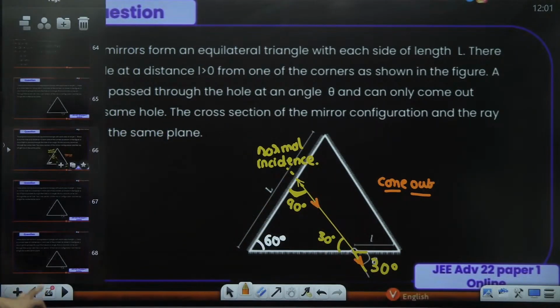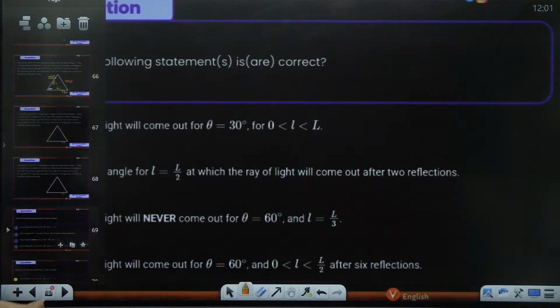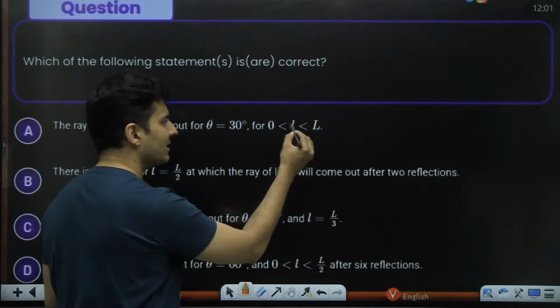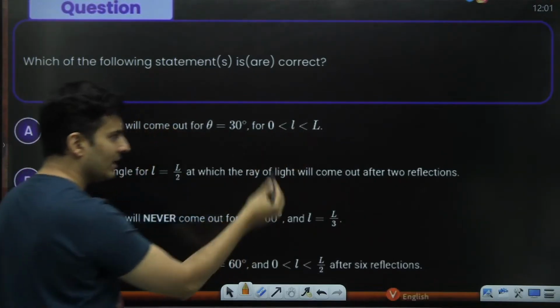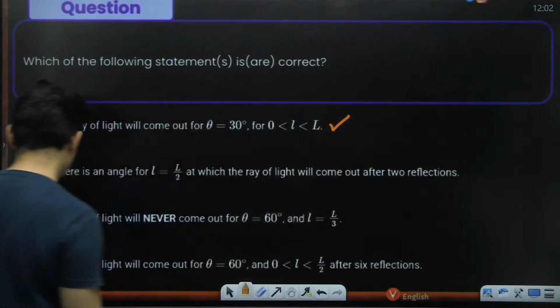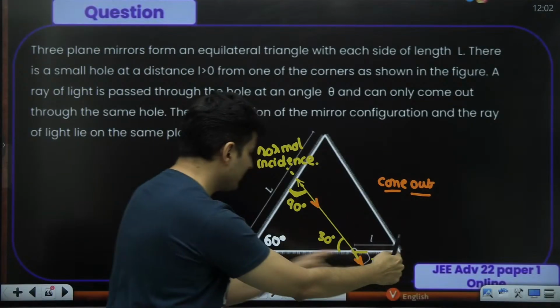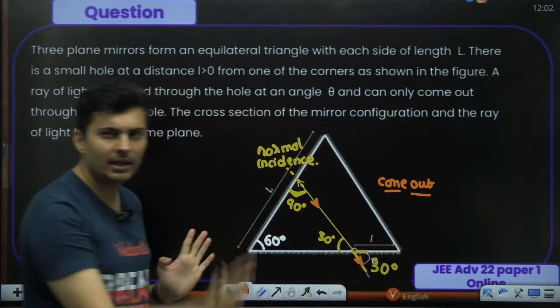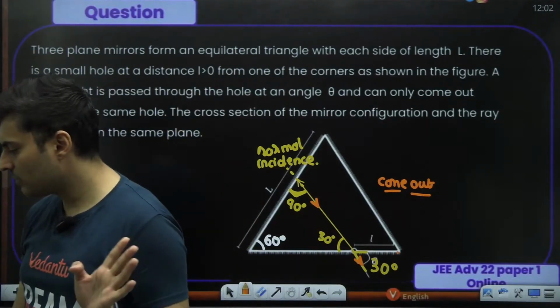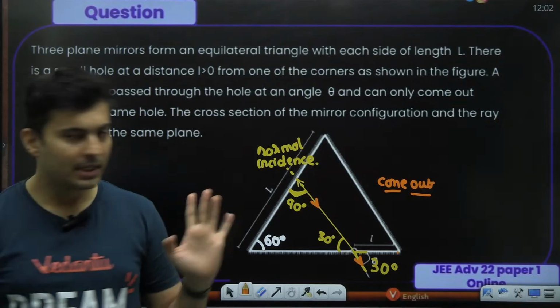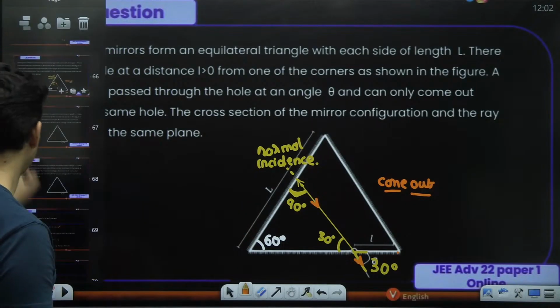So definitely it will come out of that particular hole after reflection. What is that statement saying? The ray of light will come out for theta equal to 30 degrees for some hole on that side. Definitely it will come out, guys. So this l is between 0 and capital L. Definitely it will come out. Everybody fine till this point? Okay, very good.